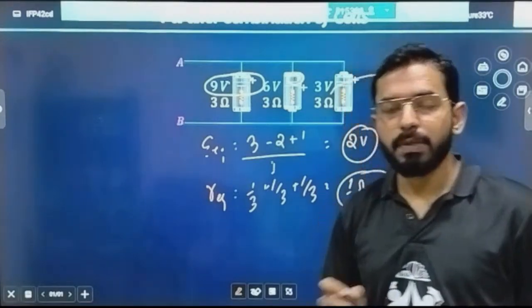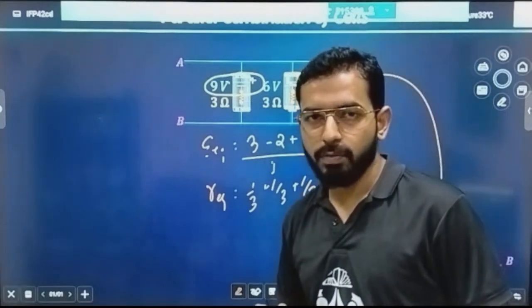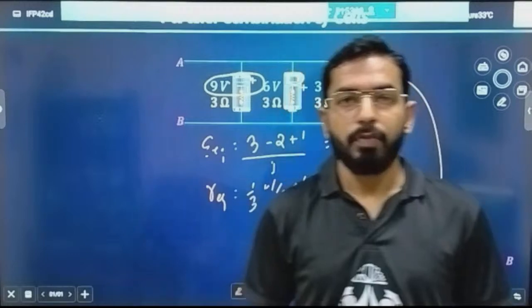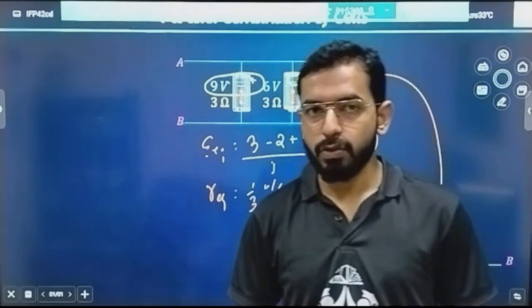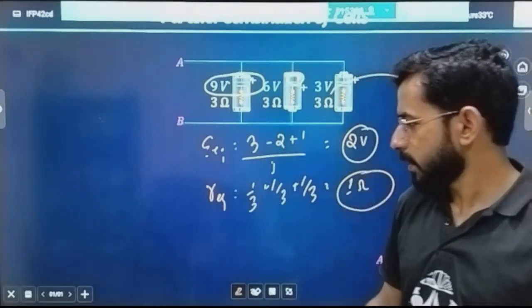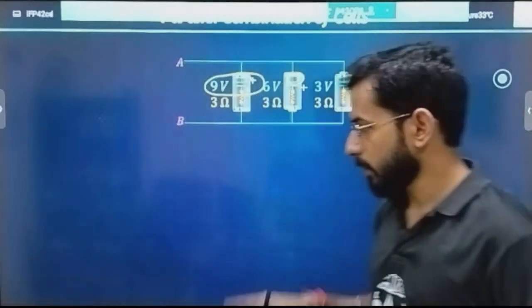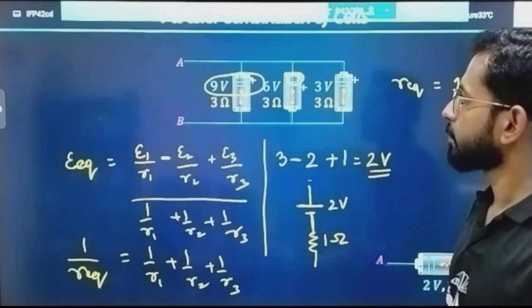The only thing that you have to be very careful about when solving these circuits is polarity. Once you make a mistake in polarity, the complete answer is going to be wrong. So always cross check the polarities. It should always be in the same sequence. Okay.